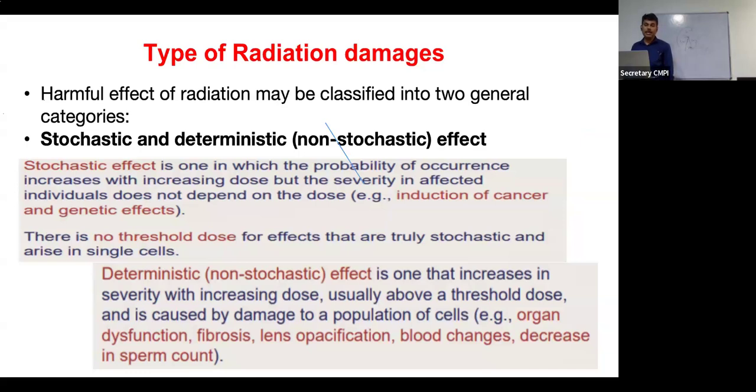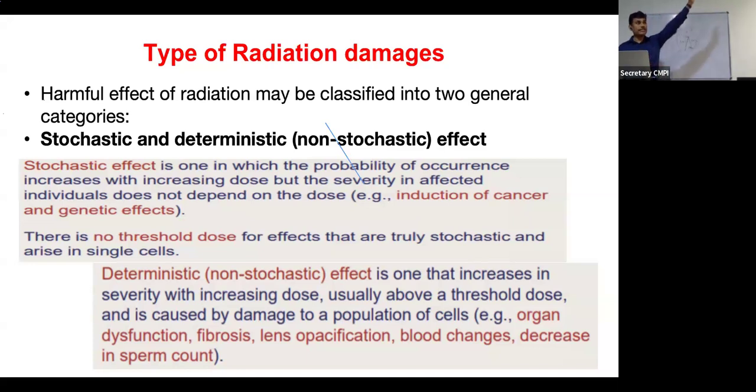Now, types of radiation damage. The harmful effects of radiation may be classified into two general categories. All of you know, I am sure, that one is stochastic effect and the other is non-stochastic effect. What is stochastic effect? It is the effect in which the occurrence is probabilistic in nature. There is no threshold dose. It may happen, but the probability depends on the dose. If more dose, more probability to occur. The severity of the effect does not depend upon dose. That is the best way of understanding stochastic effect.